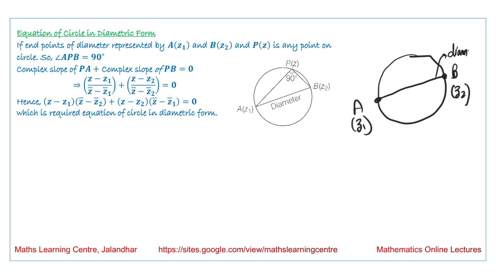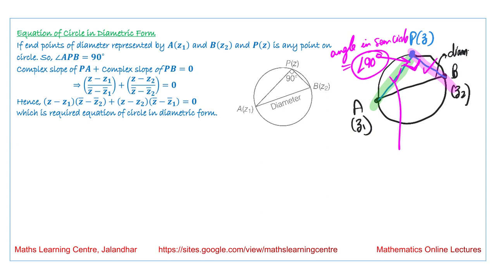Now to calculate the equation of the circle, suppose we have a point P, any general point z on this circle. If we join AP and PB, the slope of the line PA and the slope of the line PB, their sum should be 0. Why? Because the angle formed at this point is an angle in a semicircle, so this angle will be 90 degrees. It means both these lines are perpendicular to each other, and if two lines are perpendicular, the sum of the complex slopes will be equal to 0.